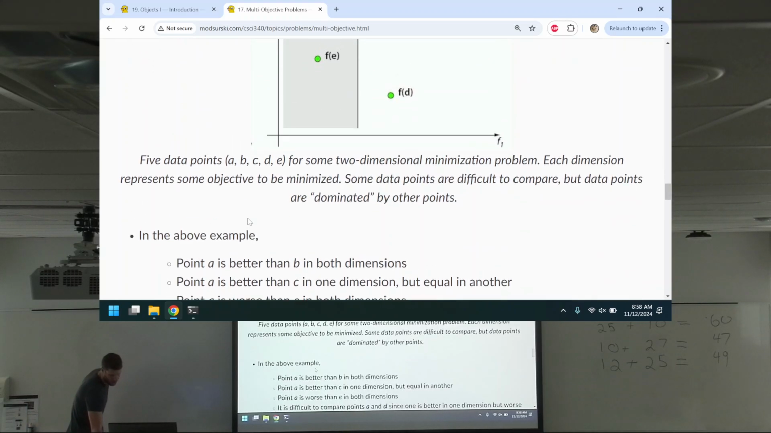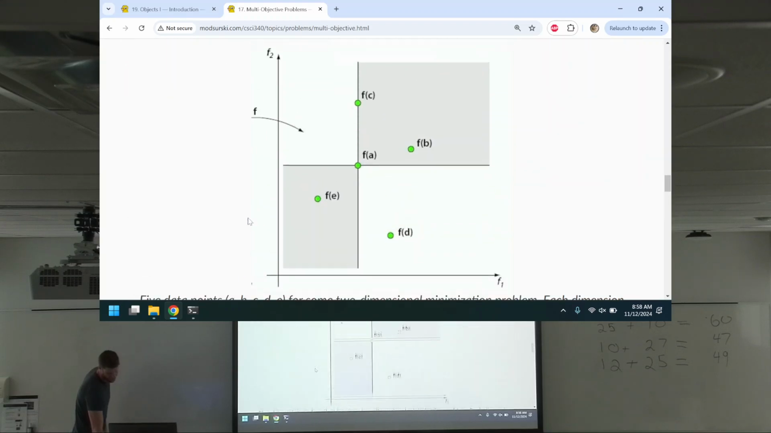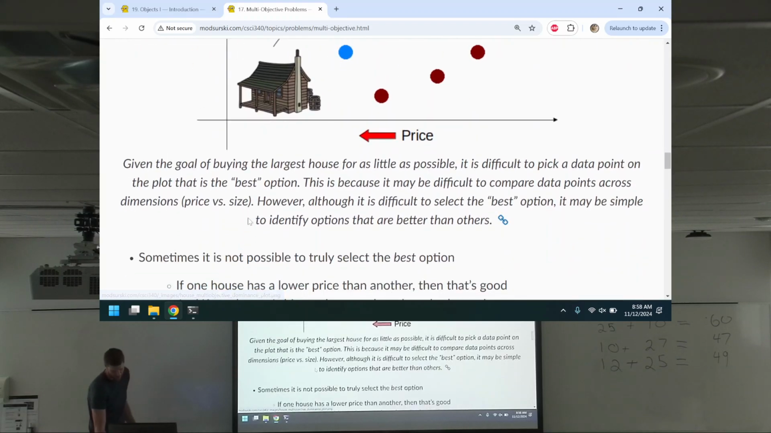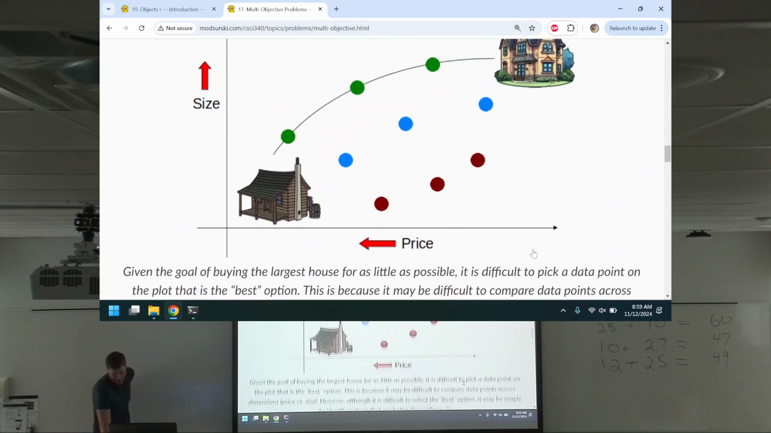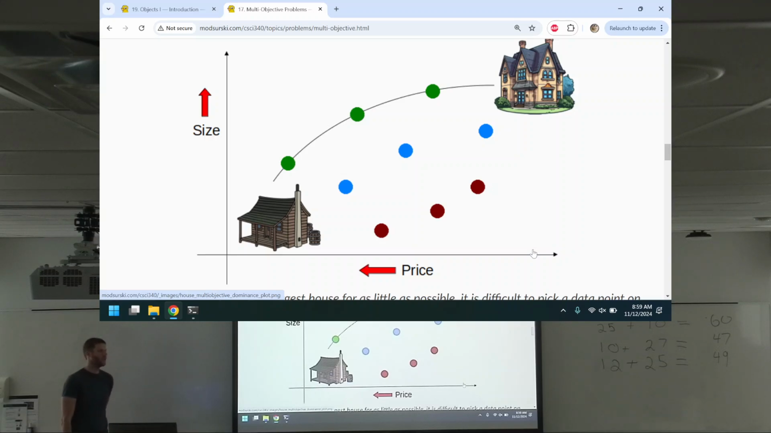So in the above example, okay, let me explain. Given the goal of buying the largest house for as little as possible, it's difficult to pick a data point on the plot that is the best option. This is because it may be difficult to compare data points across dimensions, price versus size. However, although it's difficult to select the best option, it may be simple to identify options that are better than others.